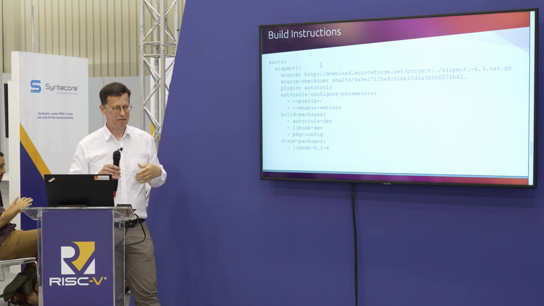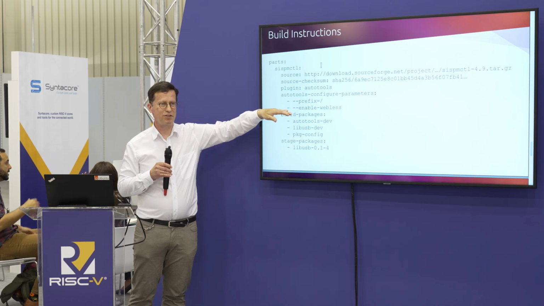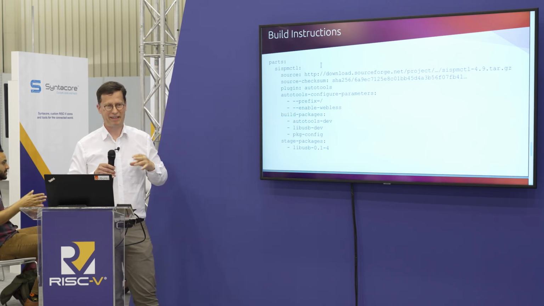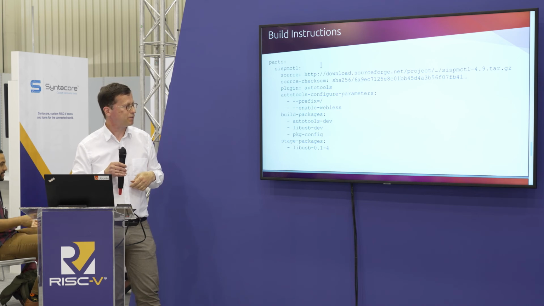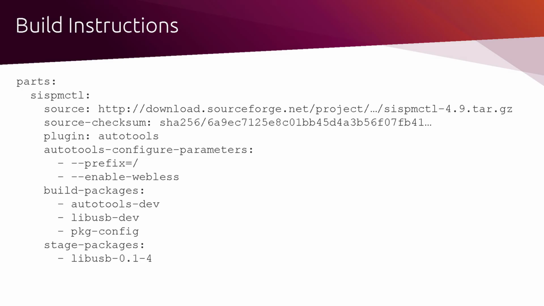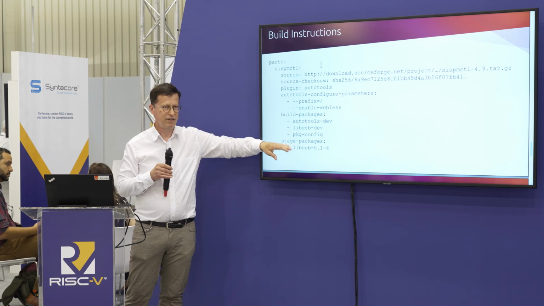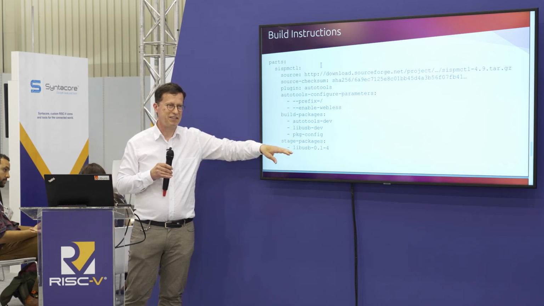Then you say, okay, which build system do I want to use? This one is built by using just configure, make install, using autotools. So that is what I specify here. I didn't want to have the web server, so I just pass the parameter to the configure script. I tell it what build packages you need. I need the headers for the USB library. I need pkg-config to find those includes and the library. And I need the autotools for building. And then the next thing it says is that what you need at runtime is also a library.